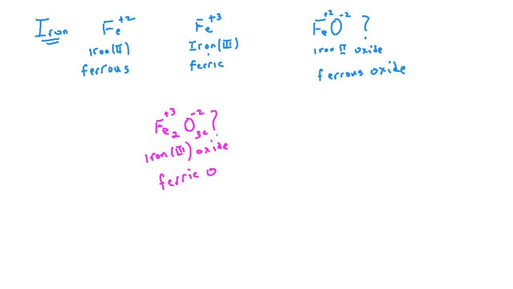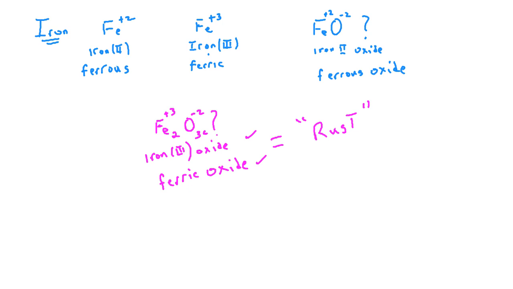It also has another name. So those two names are equally good, but we also call this rust. So another name for rust is iron 3 oxide or ferric oxide.